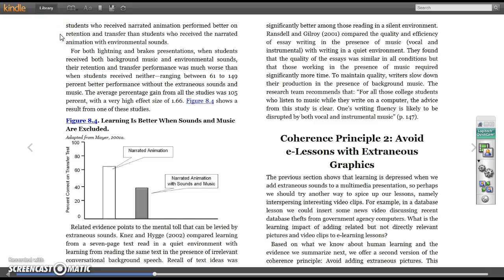Hi there, I'm here today to talk to you about the Coherence Principle. This principle is all about keeping presentations simple.